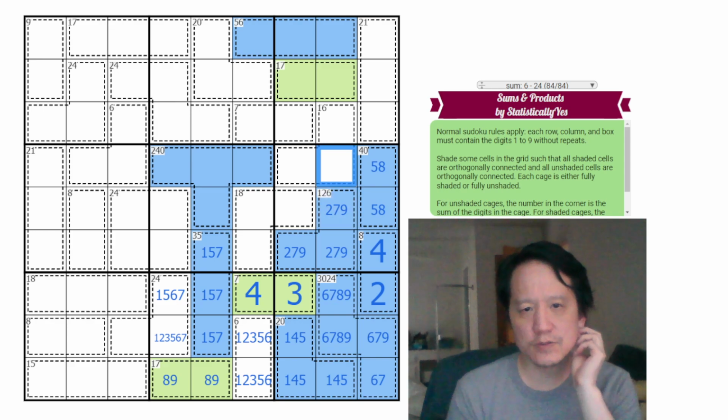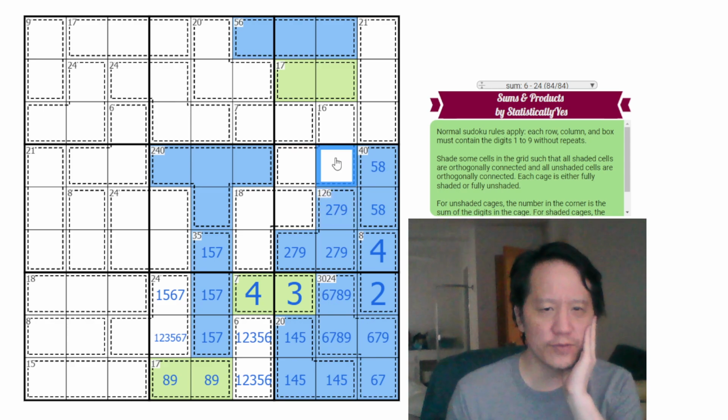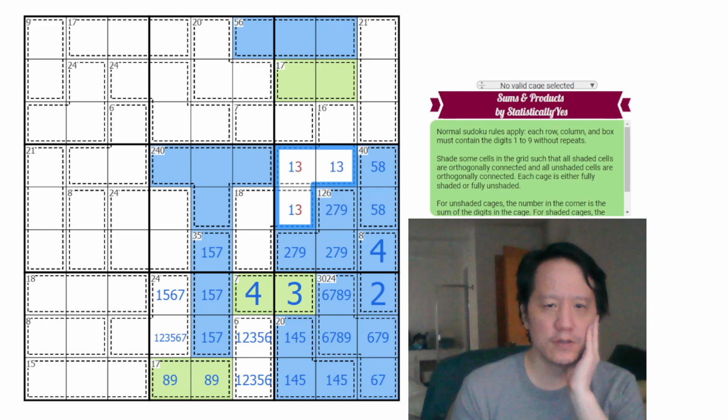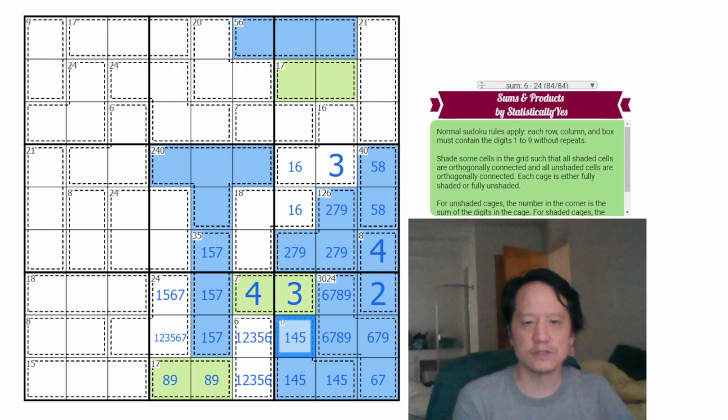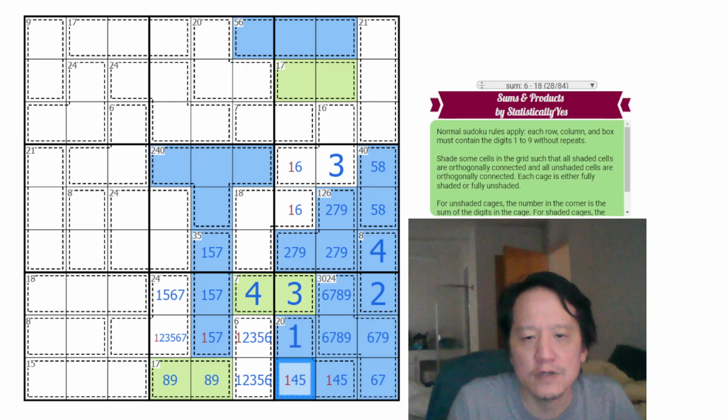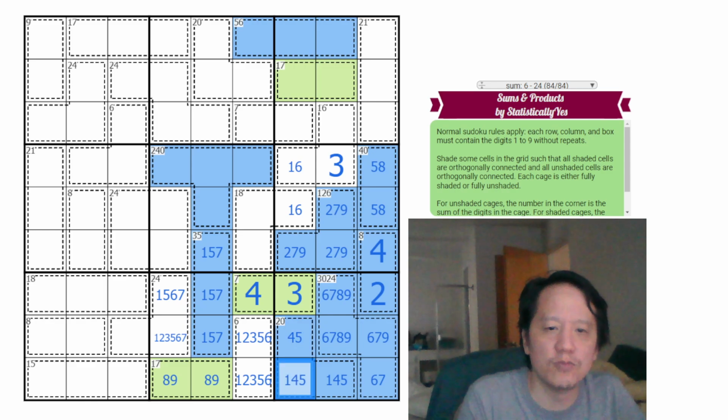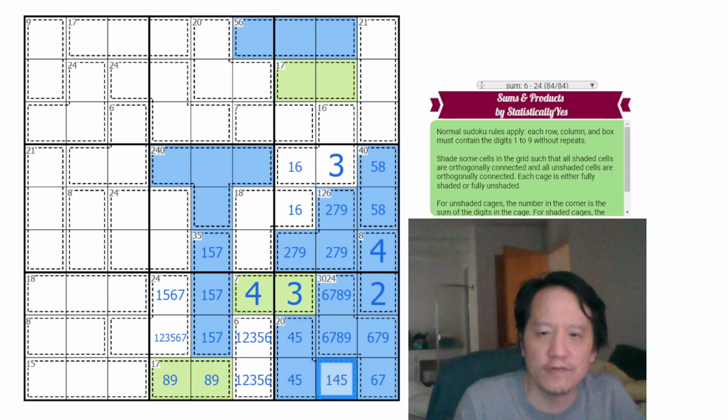63, that's 2. So we have 1, 3, and 6 here. Okay, so this has to be 3. This is 1 and 6. This can't be, oops. This cannot be 1. This is 4 and 5. So this is 1.